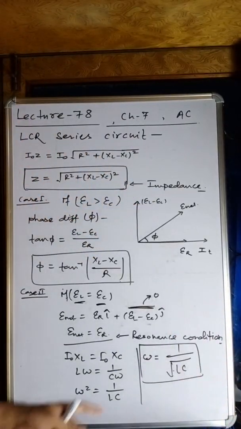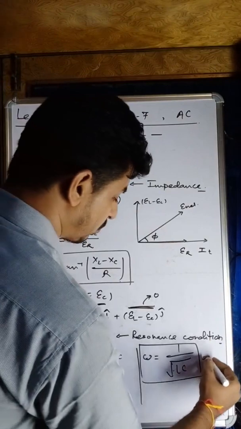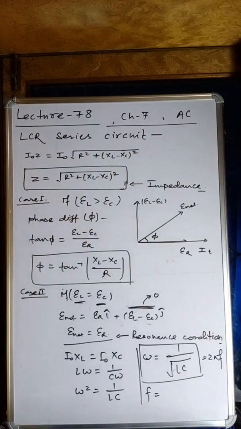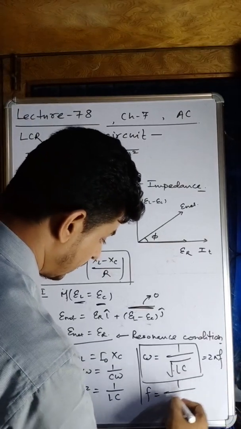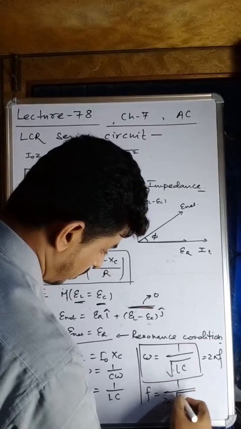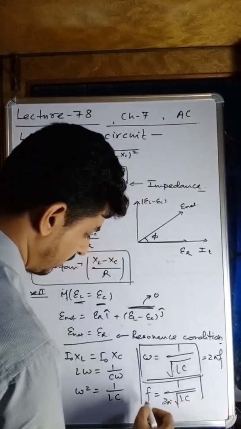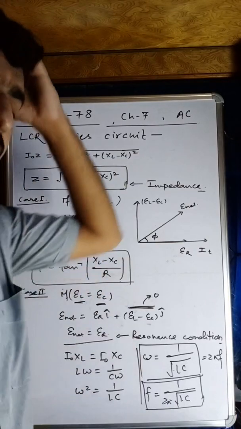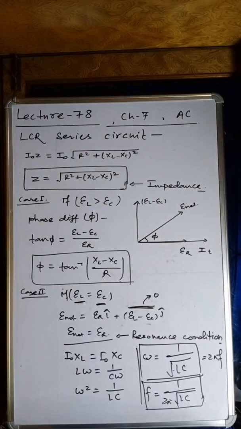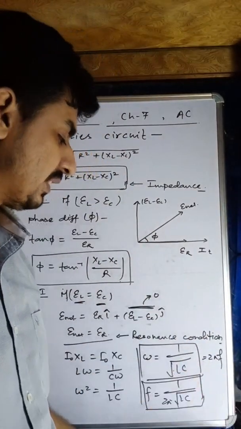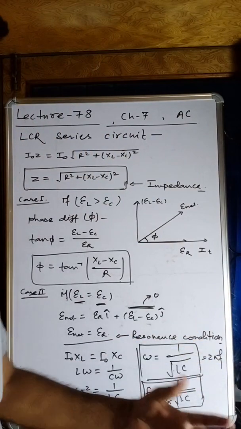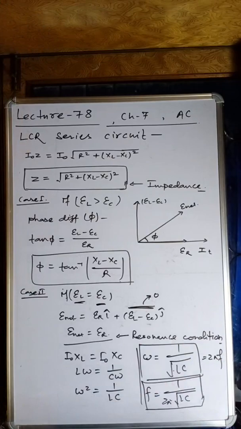Could you find the linear frequency also, my dear students? Yes, because omega could be written as 2 pi f. So the linear frequency f will be 1 by 2 pi root under LC. Okay, so this will be the linear frequency. Now it is very interesting. If the voltage across the inductor and capacitor becomes 0, it means the power of the circuit will be maximum, and the current will be maximum also.